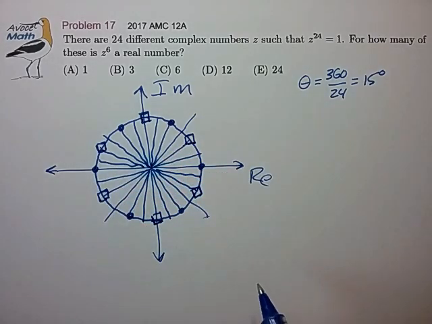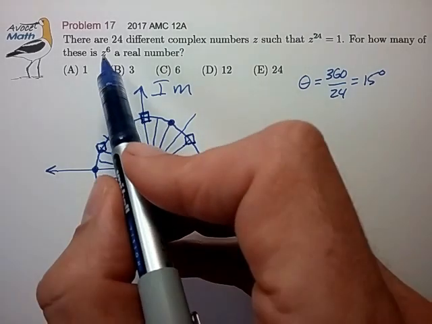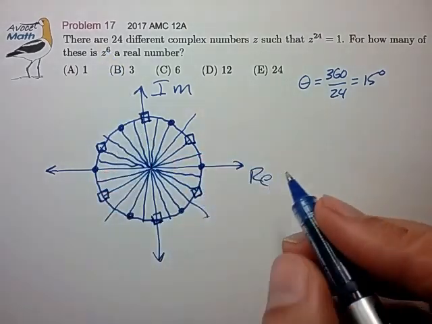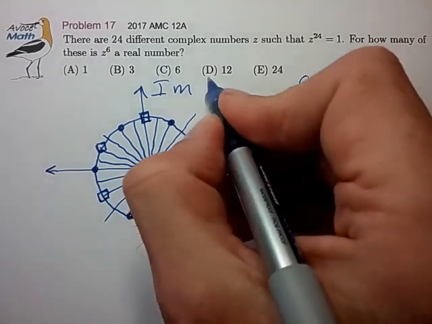And that seems to account for all the 24 roots of 1 that will get you to either the positive or the negative real axis upon multiplying the angle by 6. So I think that's a total count. That's 6 plus 6 is equal to 12, for choice D.